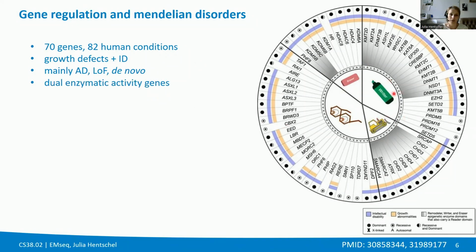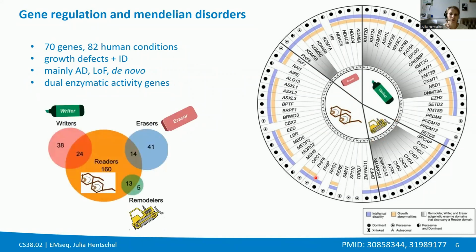So as you can see here, epigenetic machinery genes can have 4 different enzymatic functions. There are the writers, which introduce methyl groups in the DNA, the erasers, which delete methylation, and then we have the readers and the remodelers. And there are some of those proteins which can have dual function. And one can imagine that if one of those dual function proteins is affected by a pathogenic variant, then the phenotype can be more severe.